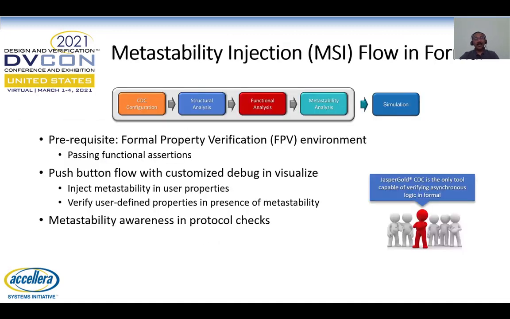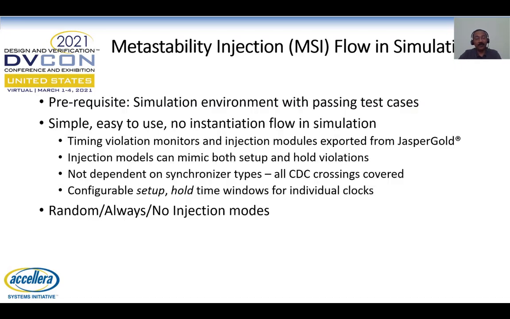Looking at the metastability injection capabilities in formal, the prerequisite in this case is a formal property verification environment where user has assertions that are already passing. Now, JasperGold is the only tool in the industry today which would allow you to inject metastability and verify asynchronous logic in formal verification. It's a push button flow where the tool would automatically inject metastability into the design, and then you can verify the properties in presence of metastability. You can also enable the metastability awareness in protocol checks with this approach.